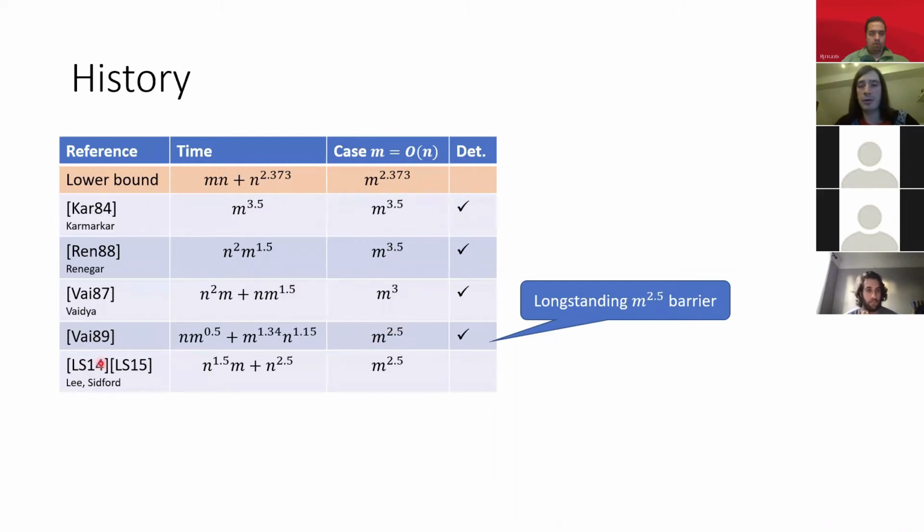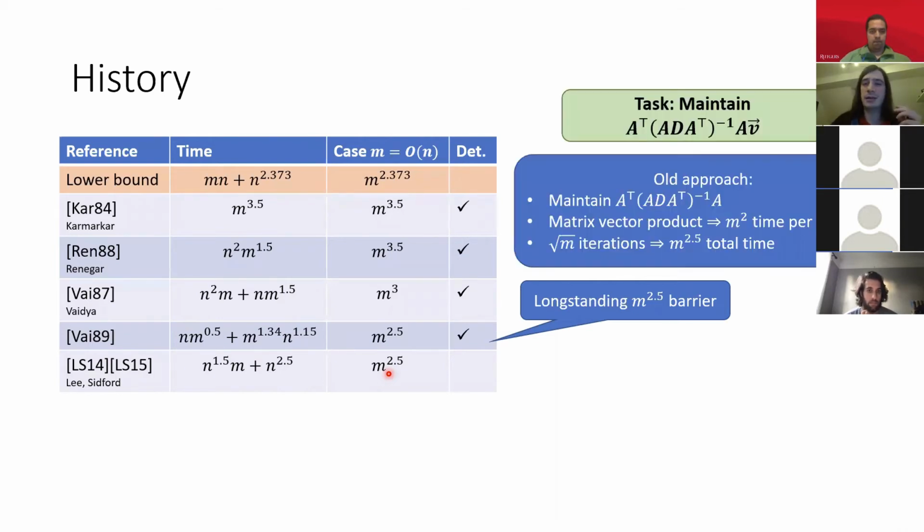So even though there were further improvements, m to the 2.5 could not be broken. And that's a very natural barrier because remember what the task was. We have to repeatedly compute this expression here. And what previous algorithms did was they create this data structure that maintains this matrix. Because that's kind of the hardest part here, the fact that we have some kind of inverse here that needs to be repeatedly computed. So past research focused on how to maintain just this matrix efficiently.